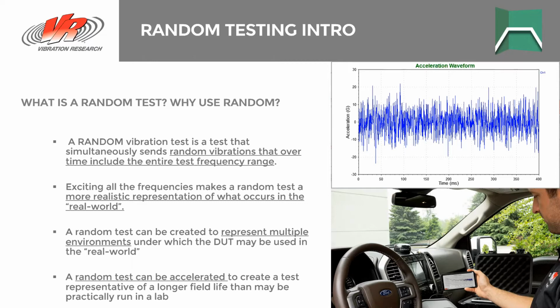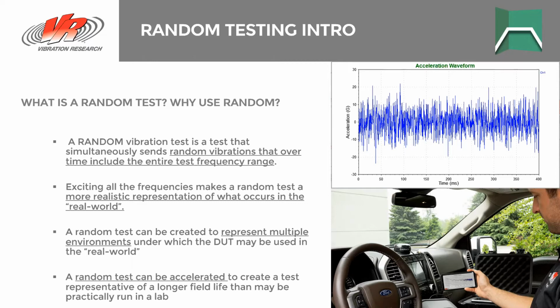Random testing also gives us the ability to simulate multiple environments at once. So we can pull in, as we talked about, time history files from different environments, put them together, and then create a test that will simulate all of those environments at once. So if we know that this product can pass that test, it can survive all 3 or 10 of those environments.